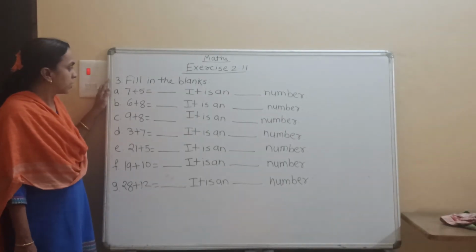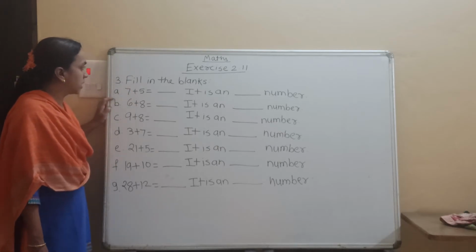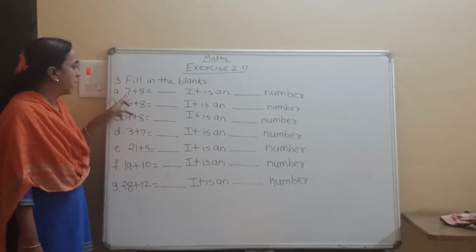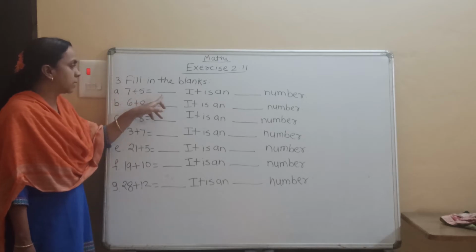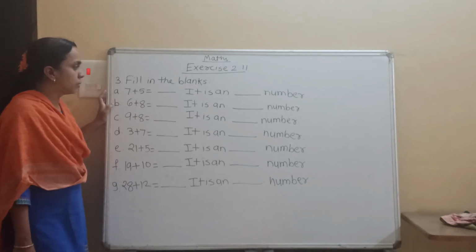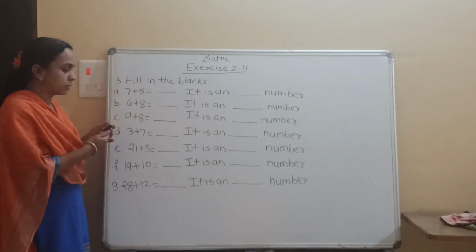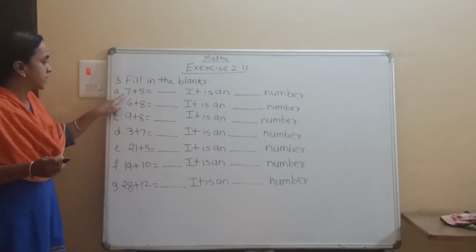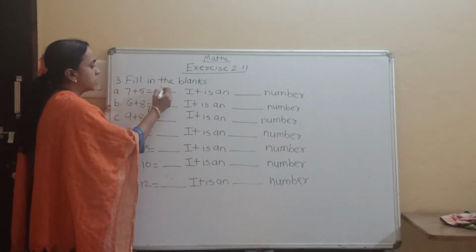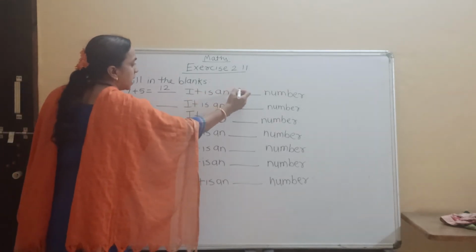Now see question number 3, fill in the blanks. What is given in this fill in the blanks? A, 7 plus 5 equal to dash, it is a dash number. So we have to write down here whether these numbers are odd or even. So first we have to do addition. 7 plus 5, how much? 12. So 12 is an even number.